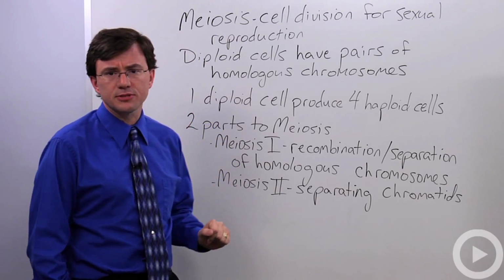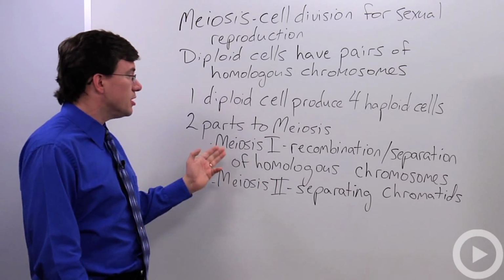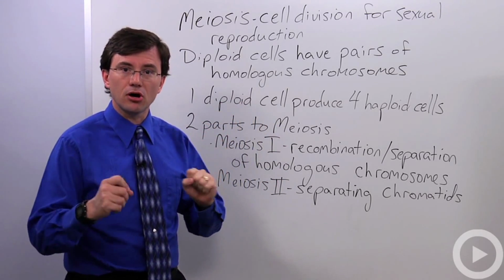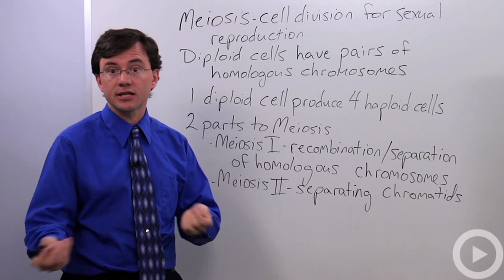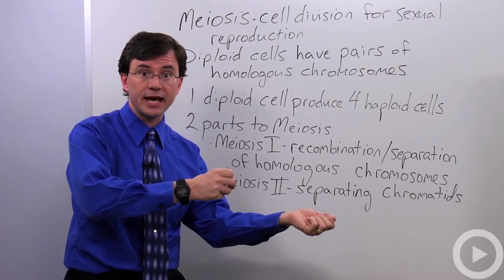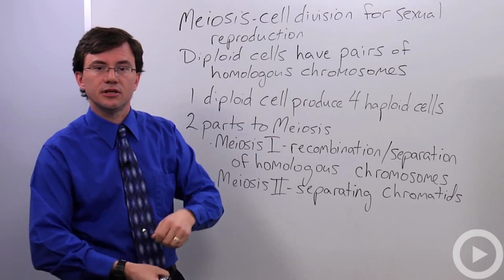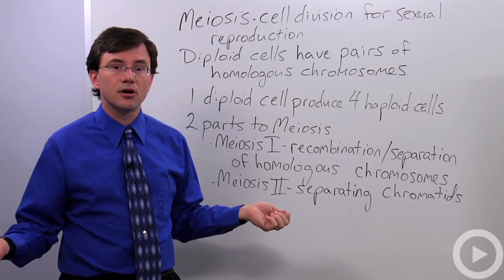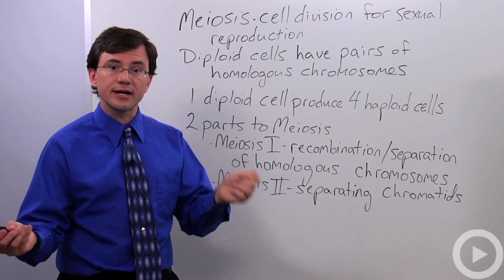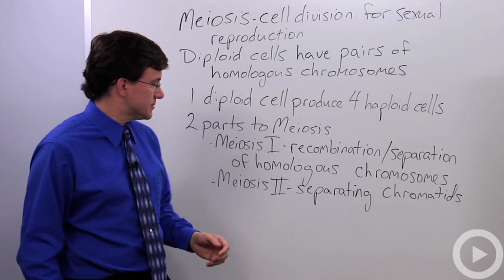Now there's two parts to meiosis, cleverly named Meiosis 1 and Meiosis 2. Meiosis 1 is the key part of meiosis, because this is where you can have recombination of DNA. That's where you're swapping a piece from dad's chromosome number 17 with mom's chromosome number 17 in a process called crossing over. You also have the separation of the homologous chromosomes. This is what generates the haploid cells that are necessary for the creation of gametes.